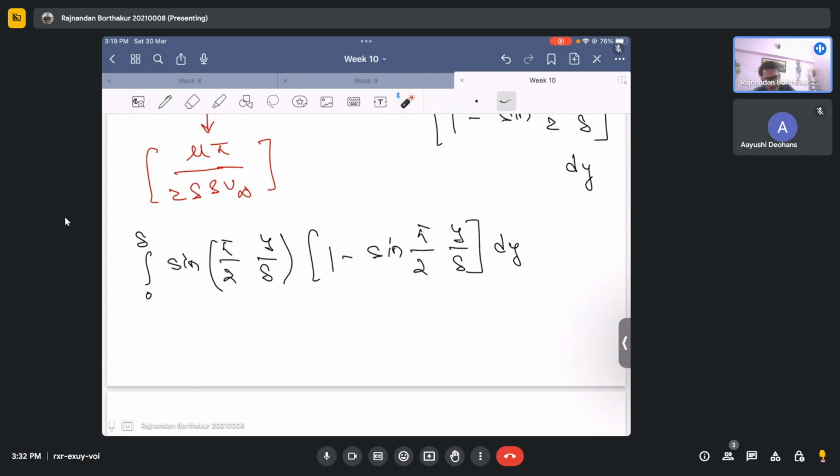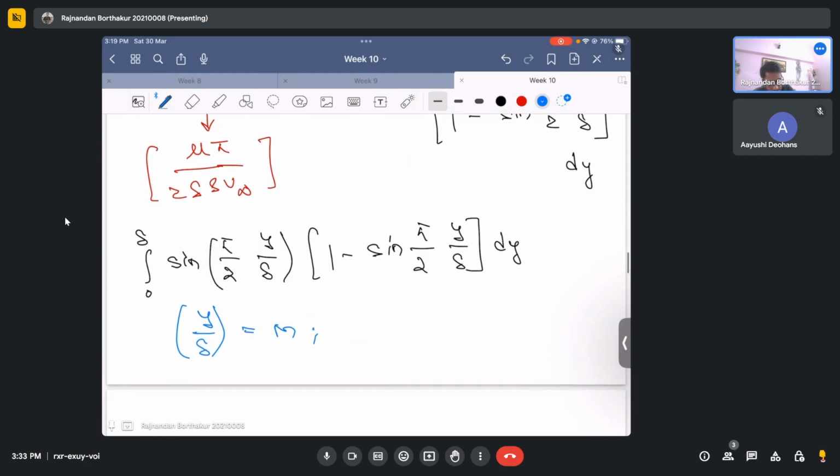But let's not be bothered about this pi by 2, because pi by 2 is just a mere constant. So what I will do instead is take y by delta as some, let's say, m, as we did in the last class. And then what do we get? We get that dy becomes delta times dm, and as I have said, this delta is basically a function of x only, so it will not be bothered about the differentiation in y. That's why this can be taken out of the differentiation, and that's why this becomes delta times dm.